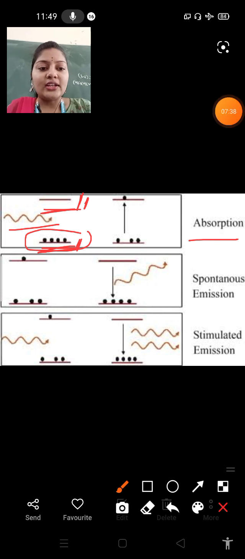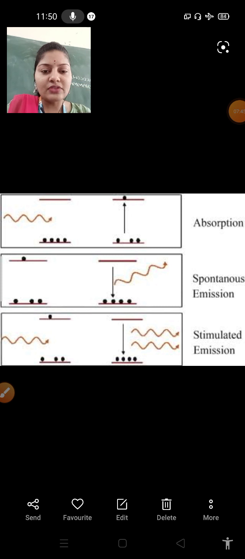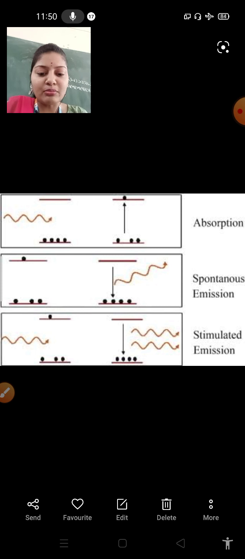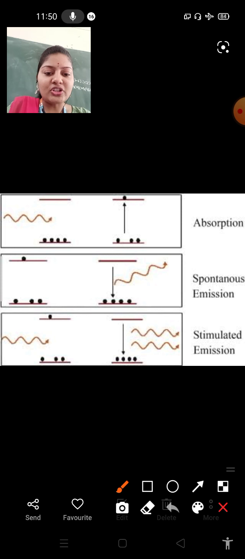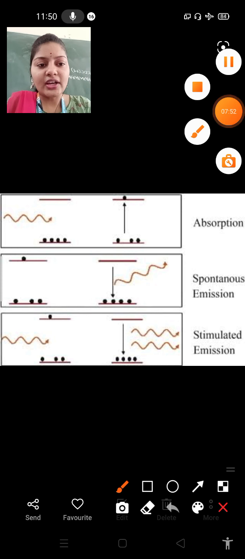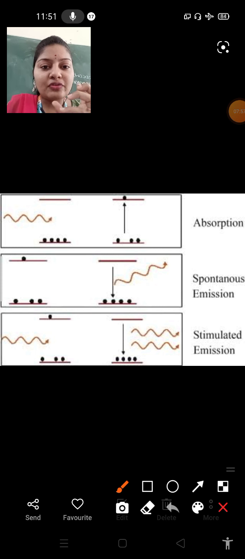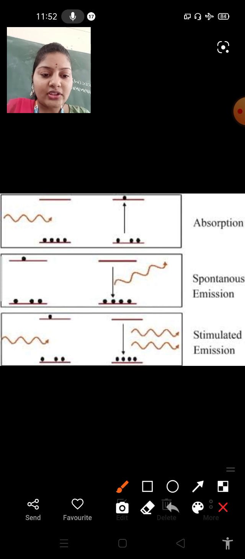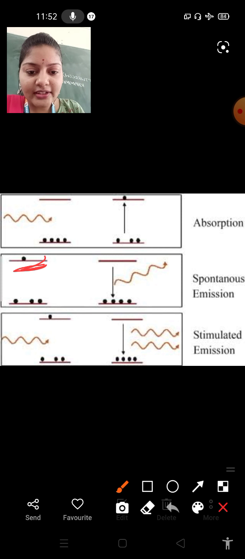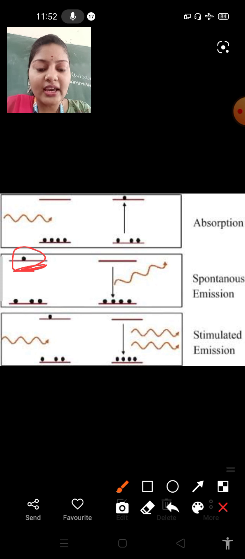Now, coming to spontaneous emission. The next one is spontaneous emission. Spontaneous emission means the atoms which have already moved to the higher energy state, called the excited state. So now the atoms are in the excited state. See here in the second picture, in the second box, this is the atom which is present in the excited state.